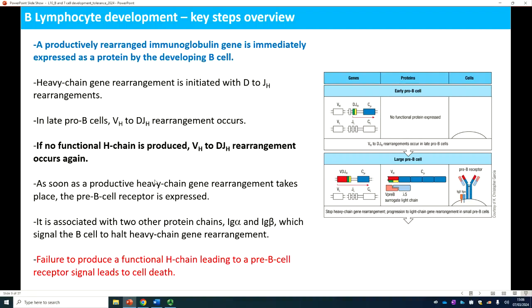Once we get that heavy chain rearranged and the pre-B cell receptor is expressed, we get signaling through Ig alpha and Ig beta, and that will essentially tell the cell that we don't need any more rearrangement, that we've got a successful heavy chain. If we can't produce a successful heavy chain, then we're going to end up with cell death. So remember that allelic exclusion, where we had all those cut-off points that we talked about a few weeks ago.